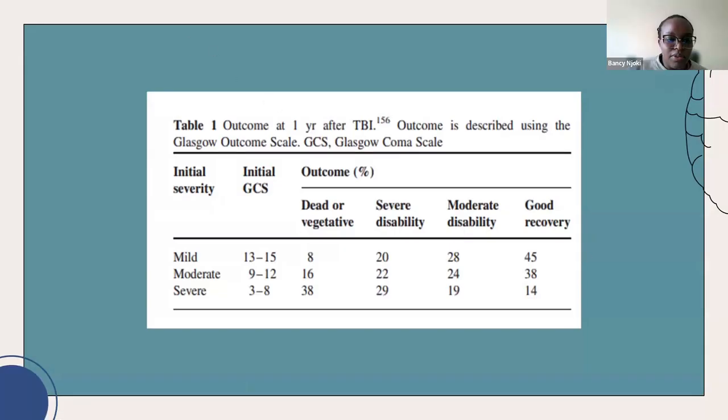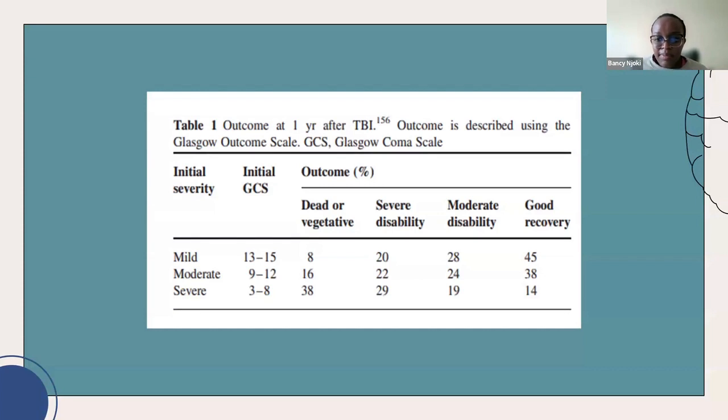So this is just a table to summarize what Sami has mentioned about the outcome. We can see, depending on the severity of the TBI, the outcome will vary. We can see for severe, you get a high percentage of dead or vegetative state, while patients who present with mild TBI have good recovery, like at 45%. This was the outcome at 1 year after patients had their injuries.